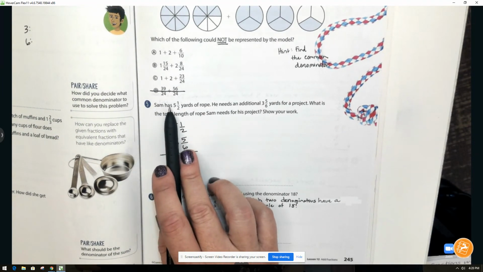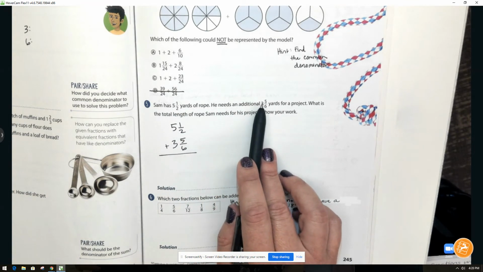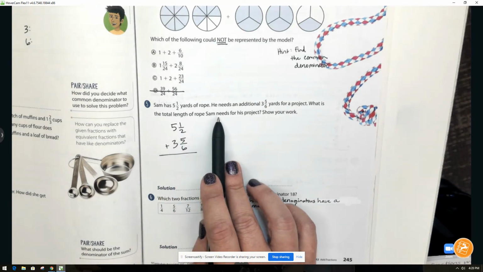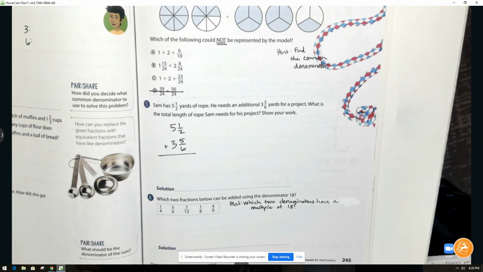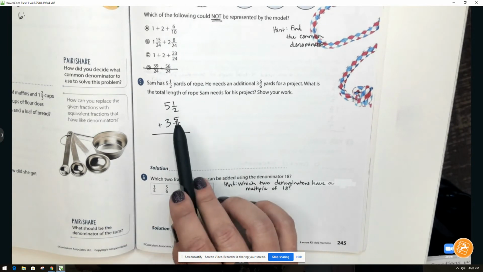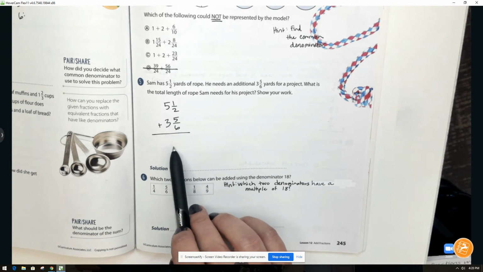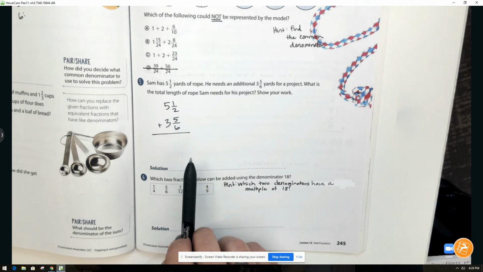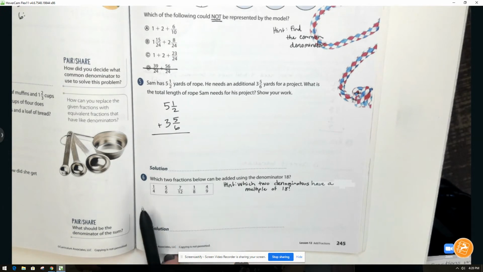Number 5 says Sam has 5 1/2 yards of rope. He needs an additional 3 5/6 yards for a project. What is the total length of rope Sam needs for his project? Show your work. So you're going to add those two fractions together, and then you may need to change your mixed number if 1/2 plus 5/6 is an improper fraction. You may need to make an adjustment. Remember, you don't ever want to have your final answer have the fractional part be an improper fraction.